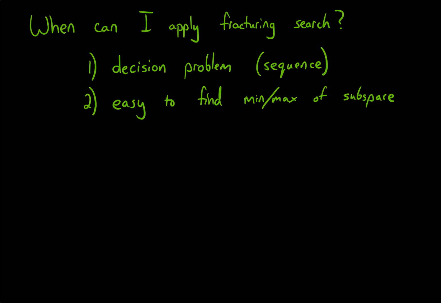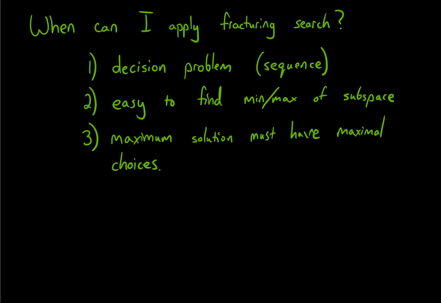And then the last piece that needs to be true is that the maximum solution must have maximal choices. What I mean by this is the number of ones that you take in the subspace. You can't add more ones to it and get some solution in the maximum solution. So it needs to have a maximal number of ones to be considered a search space to characterize. A good example of this would be knapsack. When you have your optimal knapsack solution, you shouldn't be able to add items to the knapsack.